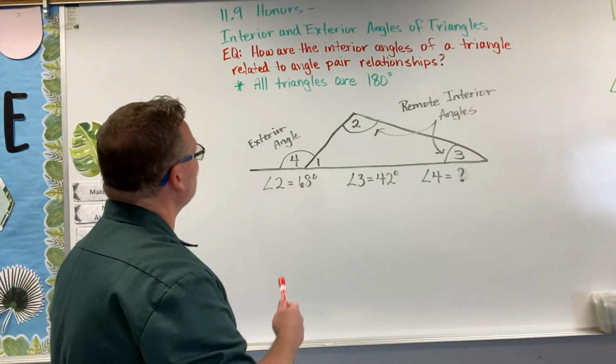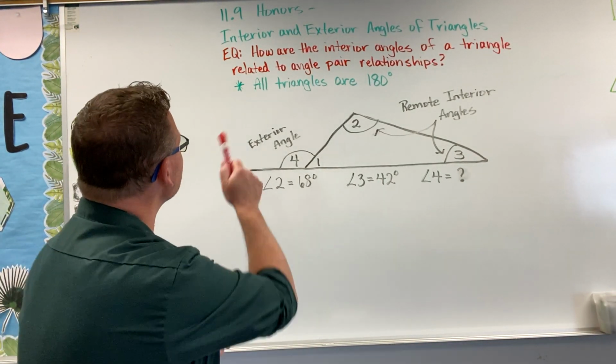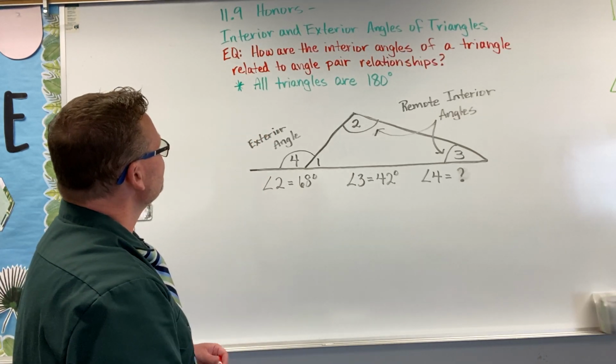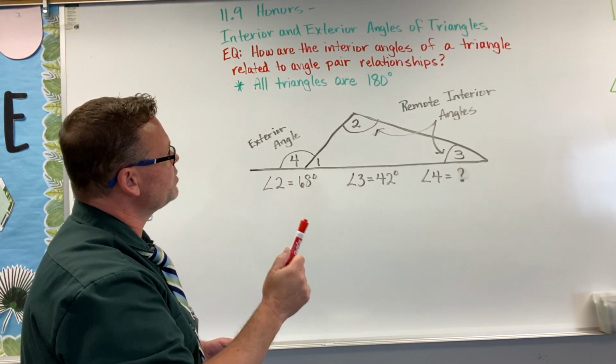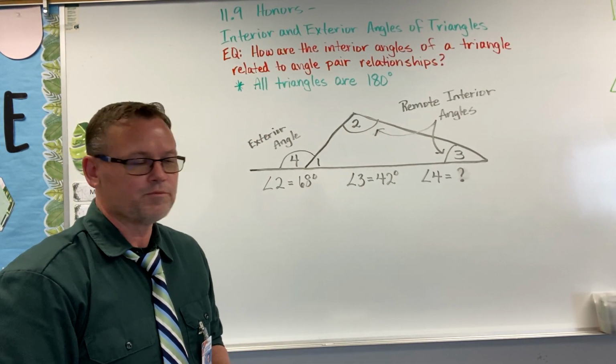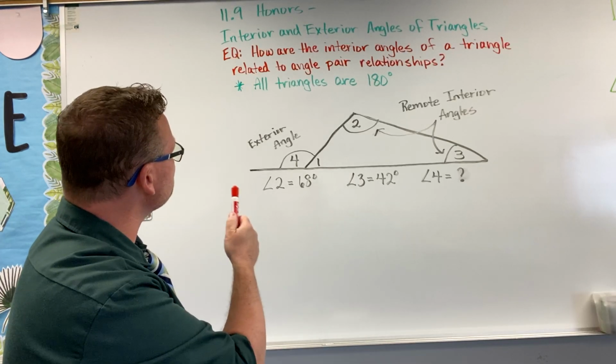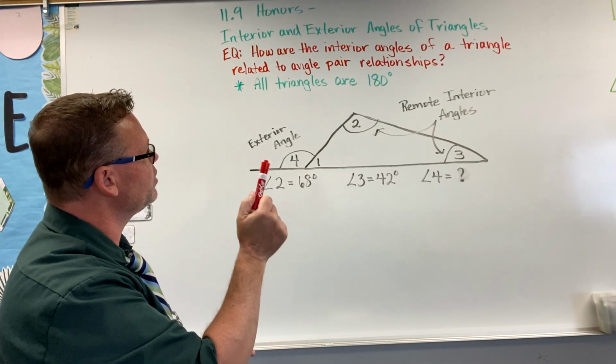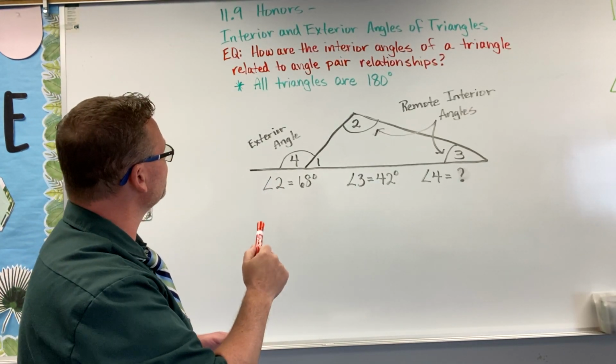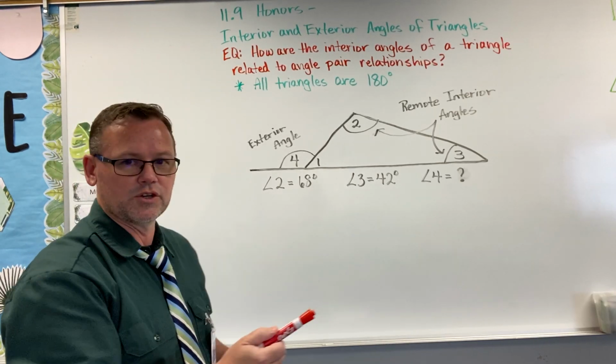Okay guys, so we're getting close to the end of the unit. This is lesson 11.9 honors. This is interior and exterior angles of triangles, okay? Now, the essential question is, how are the interior angles of a triangle related to angle pair relationships?